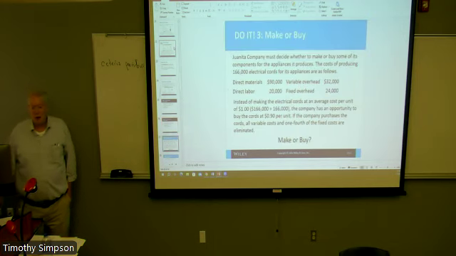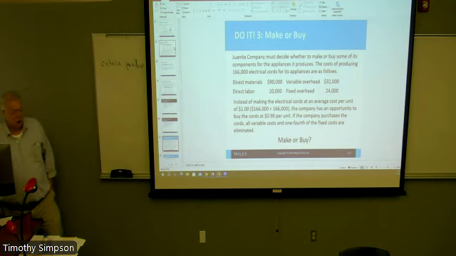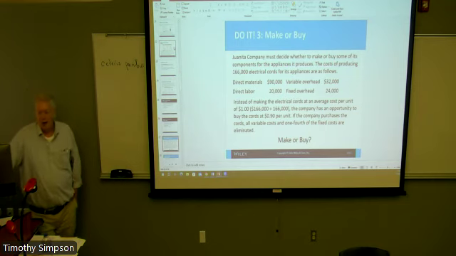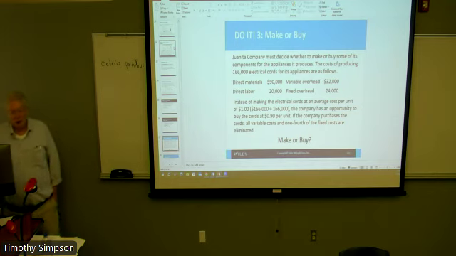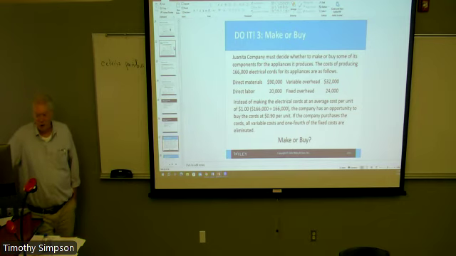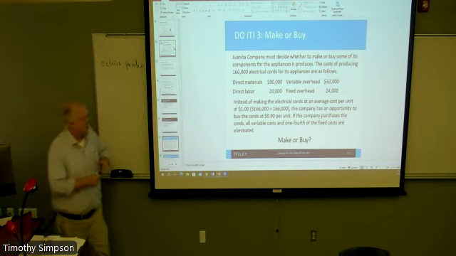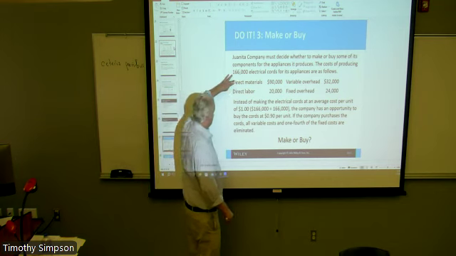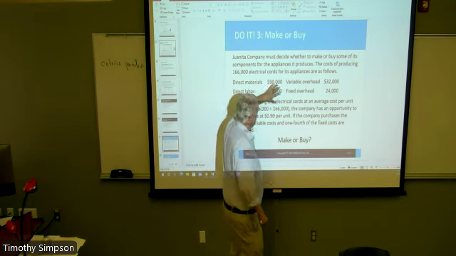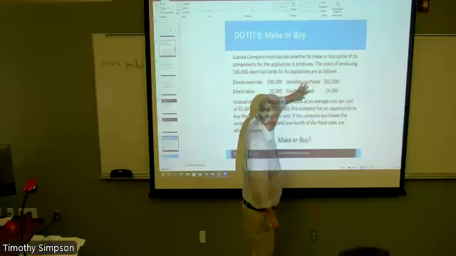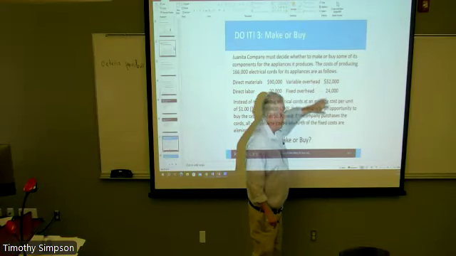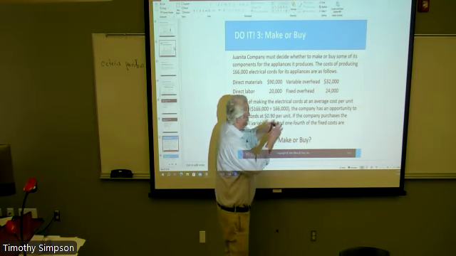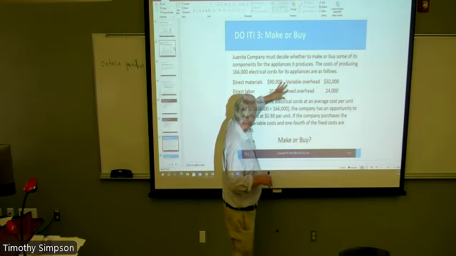So this is Juanita Company, this is your text. It must decide whether to make or buy some of its components for the appliances it produces. The costs of producing 166,000 electrical cords for its appliances are as follows. And you have all these direct costs: direct materials, 90,000, direct labor, 20,000. And these are also direct costs, variable and fixed overhead, 32,000 for variable, 24,000 for fixed. All we're doing here is separating out variable and fixed overhead.